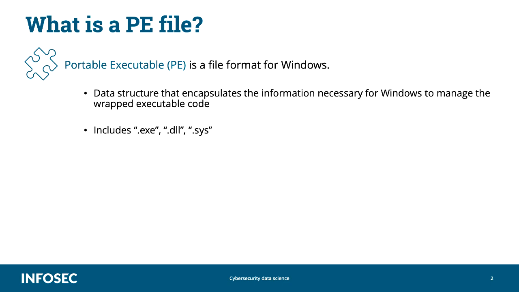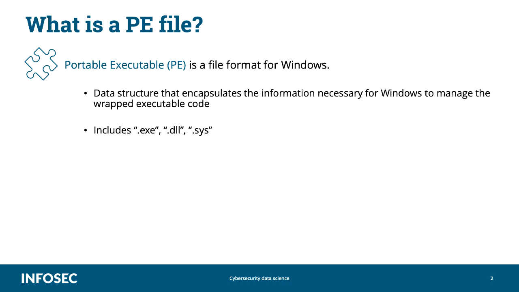PE is a data structure that encapsulates the information necessary for Windows to manage the code. Basically, it provides a roadmap of where various portions of the code are located, such as where is the entry point for beginning to execute the code, how large is it, where are the resources located, and so on.